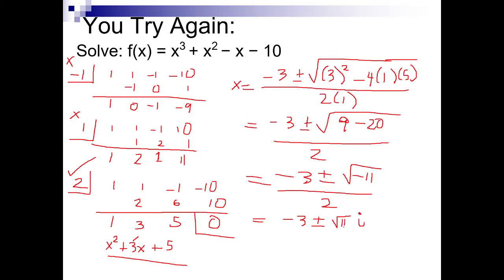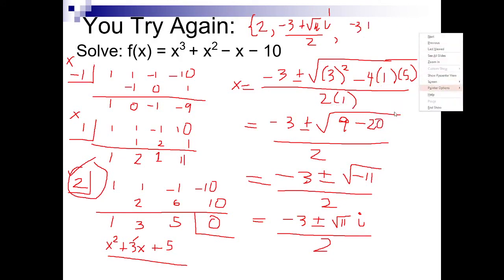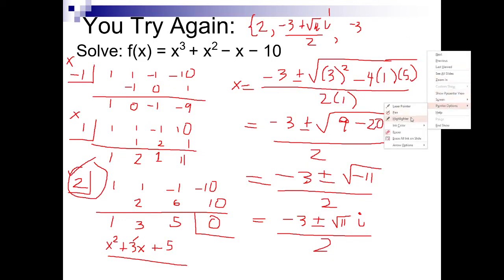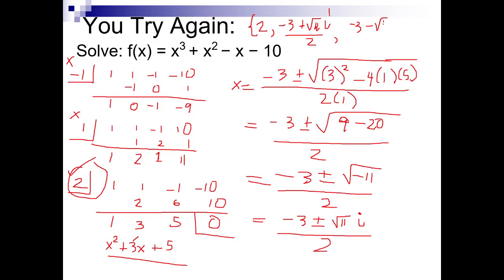Take the i out of the radical symbol. The i no longer goes inside the radical symbol, okay? All over 2. So what are your roots now? Let's write the roots. We are starting with the one from synthetic division. We have 2. What are the other roots? Our imaginary roots. We have negative 3 plus the square root of 11i over 2, and also negative 3 minus, sorry, this is minus. I'm going to erase this first. Okay, minus the square root of 11i over 2.